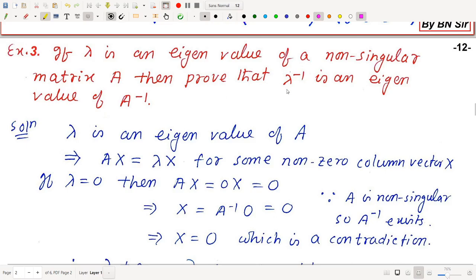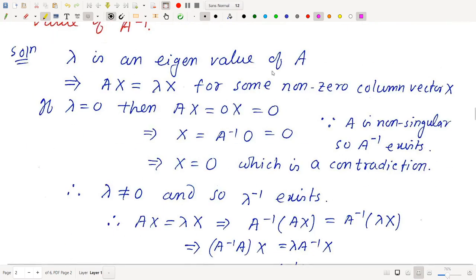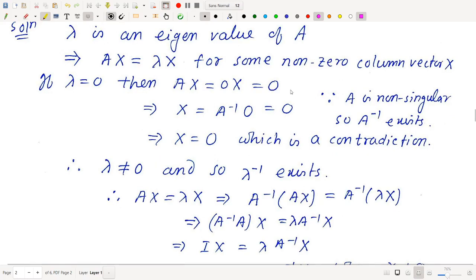Then we have to prove lambda inverse is an eigenvalue of A inverse. First we shall prove, of course, that lambda is non-zero. Lambda is an eigenvalue of A, meaning Ax equals lambda x by definition, for some non-zero column vector x. Because we want to prove lambda inverse is an eigenvalue of A inverse, first we prove lambda is not zero. If lambda is 0, then Ax equals 0x, and 0x is the 0 column vector. So x equals A inverse times O, meaning the 0 vector. Capital X is the 0 vector.